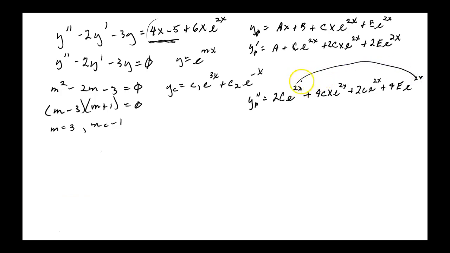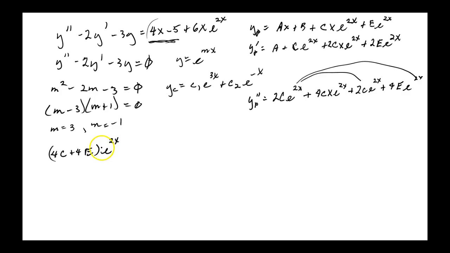We got three of them, don't we? That's what I'm saying. We could do 4c e to the 2x plus 4e e to the 2x. So let's just do 4c plus 4e, e to the 2x. Agreed? Yeah, we could just pull out a 4e to the 2x.